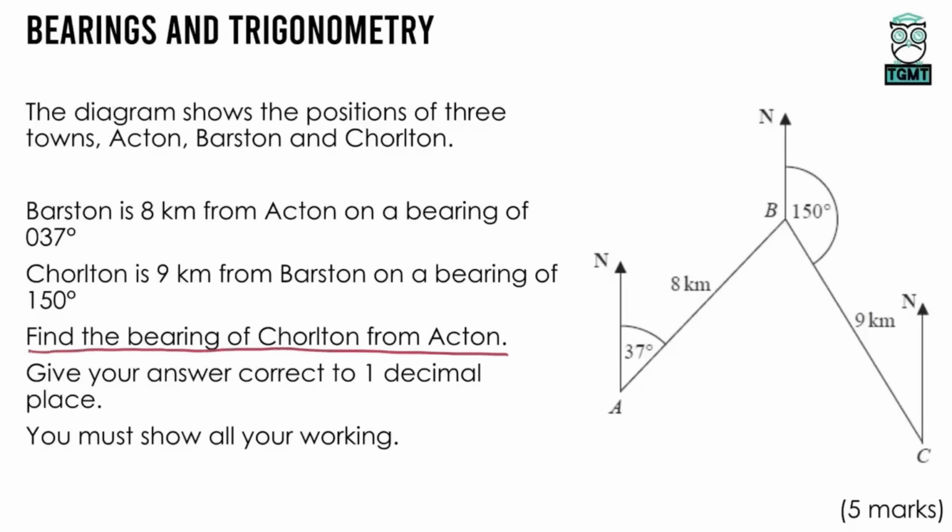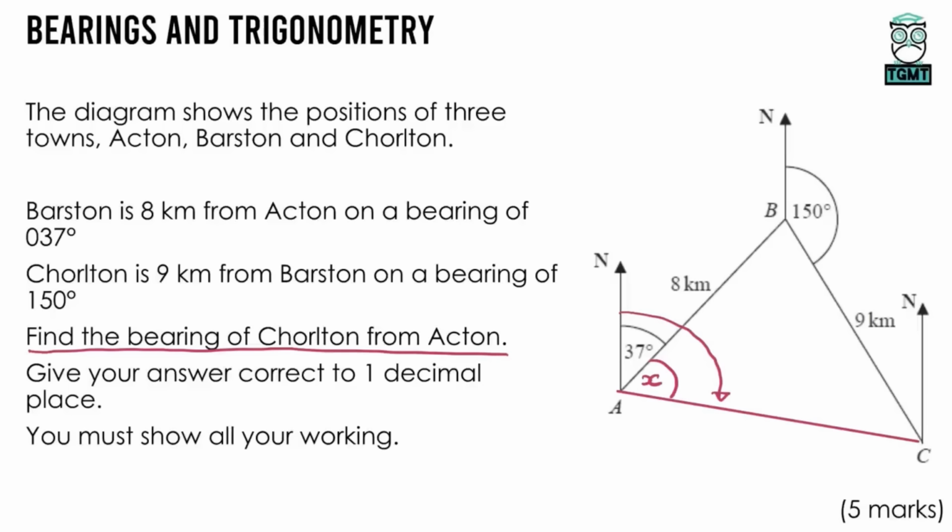Acton. So if we join those two together, Chiltern and Acton, the bearing is all the way around this distance here. So we need to find this angle. If we find that angle, we can add that to the 37, we'll get our final answer. Now at the moment, we don't have a huge amount of information in order to get that.